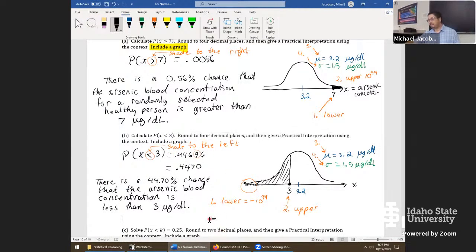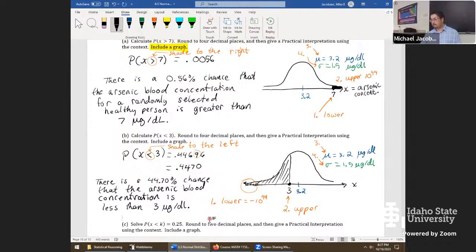Okay, let's try this out again. Part A, part B, we use normal CDF both times. But part C is different. The difference is here, we didn't have a probability, we were trying to find it. But in part C, we do have a probability. It's right here.